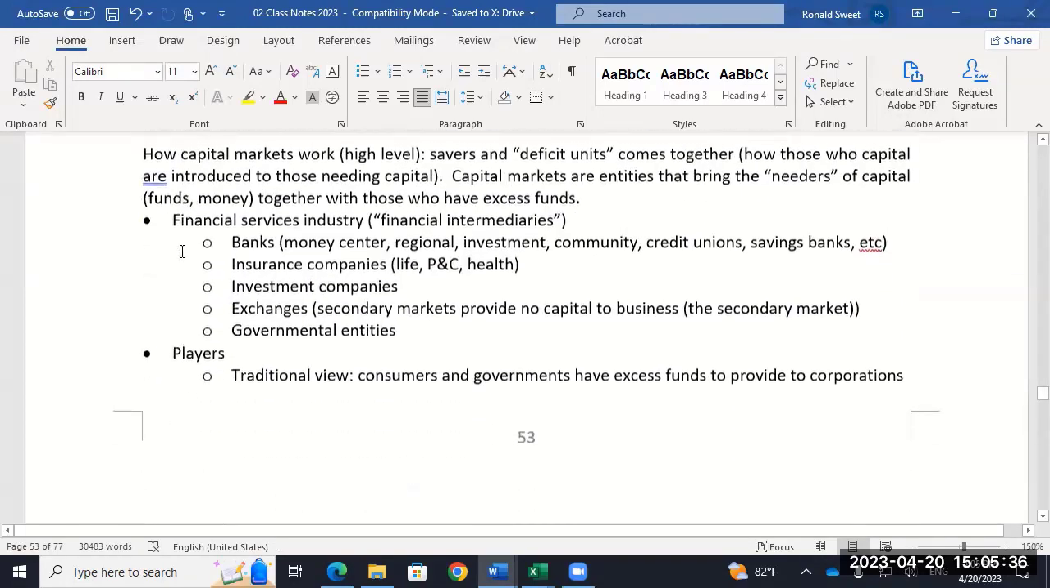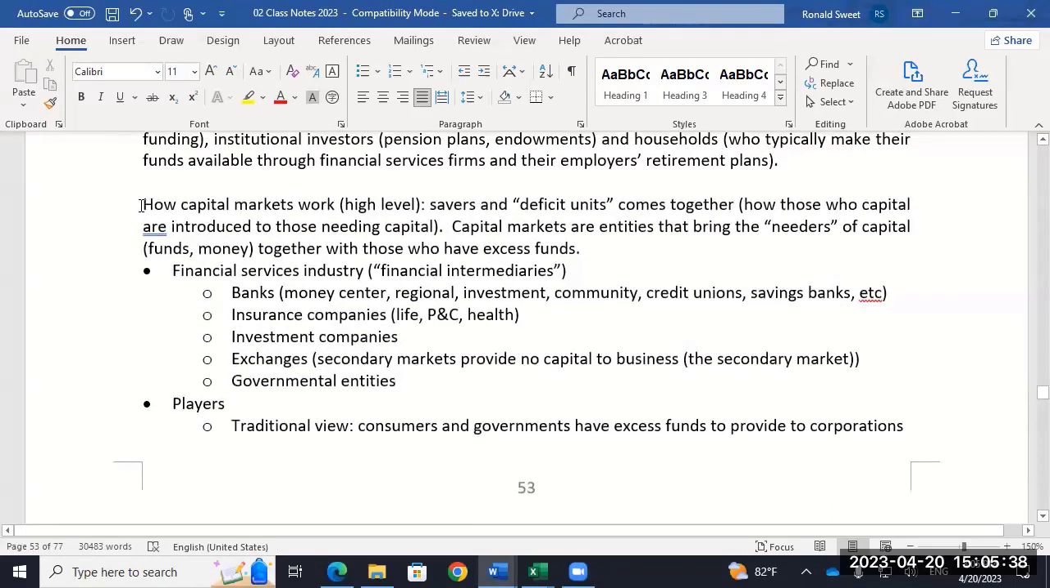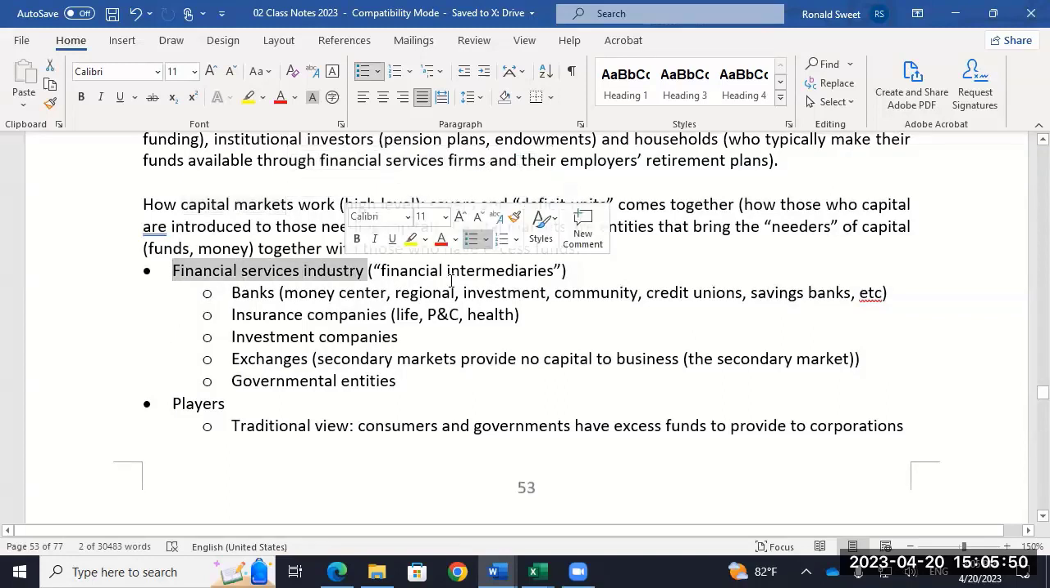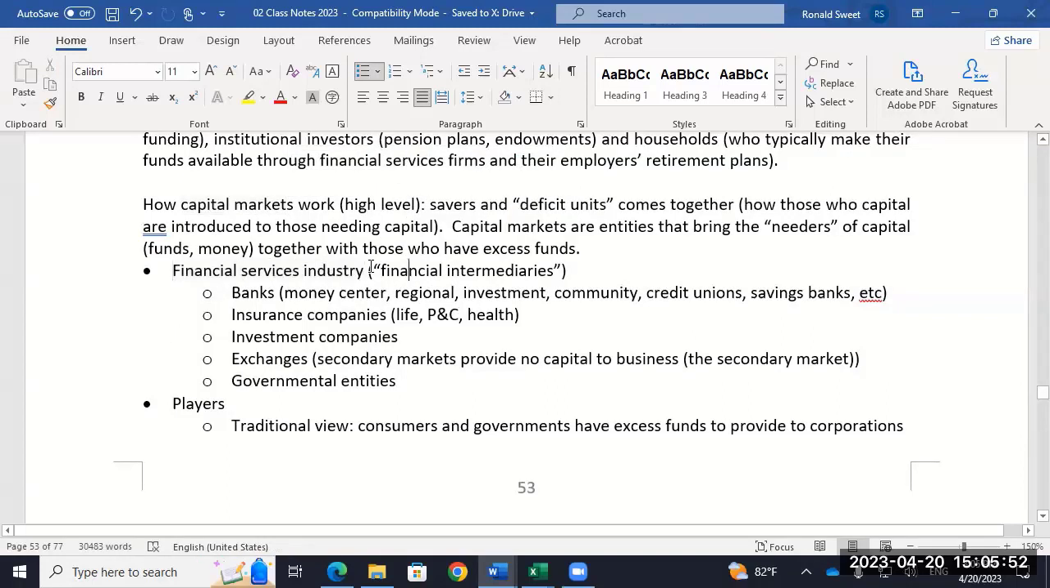Where does that funding come from? So what is a capital market? As we're talking about capital, what is capital? That's debt and equity. What are capital markets? Those are markets that provide debt and equity. Financial services, also known as financial intermediaries, are the main places capital markets are. That's the reason they're called financial intermediaries. They're between the providers of capital and the users of capital.